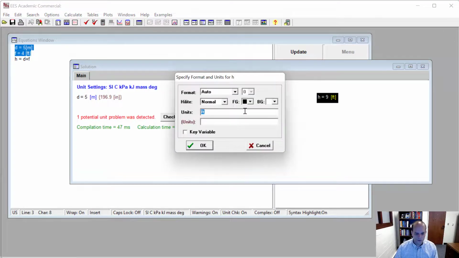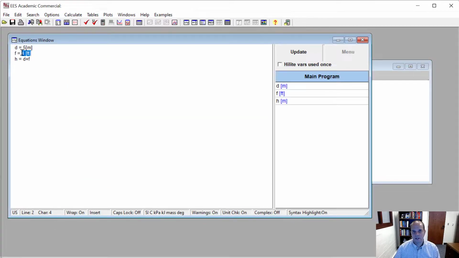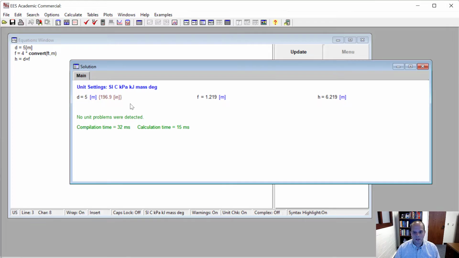So the way that you have to account for this is either outside of the software, just change this value to the fundamental preference unit, which would be meters in this case. But what I'm going to do in this example is use the convert function. I'm going to convert from feet to meters. So it's 4 feet, but I want to convert that to meters, and then I want to add those together. So now when I hit calculate, you notice that my unit problems go away. And this is now expressed in meters.